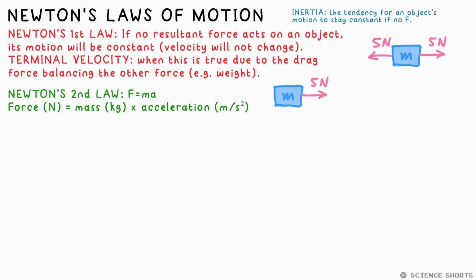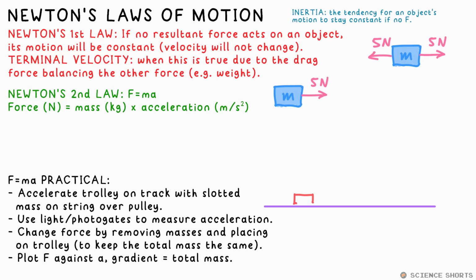Newton's second law involves unbalanced forces, that is, there is a resultant force. This is equal to ma, mass times acceleration. That's all Newton's second law is, F equals ma. Only one of these laws can be true in any situation. There's either no resultant force, Newton's first law, or there is, Newton's second law.